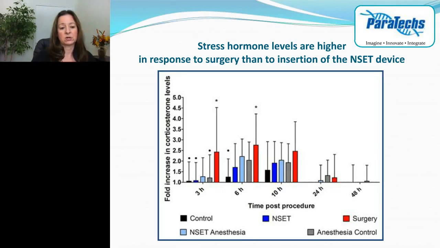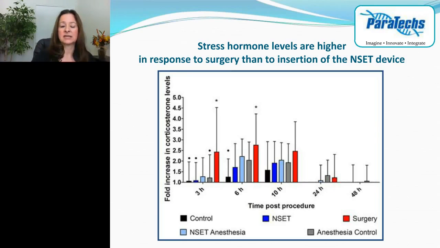Fecal samples were collected from pseudopregnant female mice at 2.5 days postcoitum and assigned to 5 experimental groups. The first experimental group is a control group, and then a non-surgical embryo transfer group, a surgical transfer group, also as controls, non-surgical embryo transfer performed with anesthesia, and an anesthesia control. Corticosterone levels in fecal samples were measured by ELISA assay.